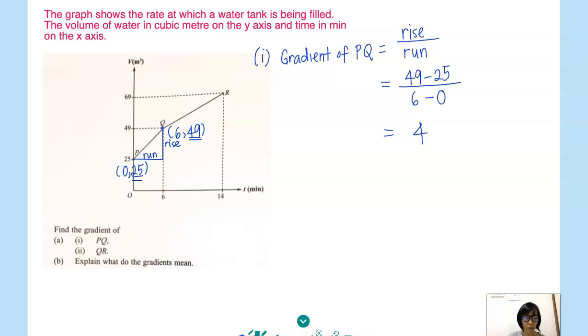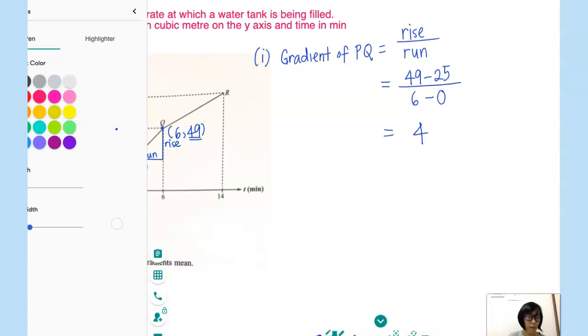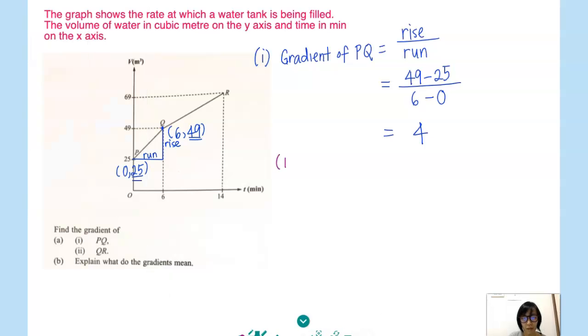Now let's look at part 2. Let me use a slightly different color. For part 2, we're going to calculate the gradient of QR. Similarly, don't forget, we draw the triangle so that it helps us see which rise and run we're going to use. From Q to R, this shall be the rise, and this part is the run.